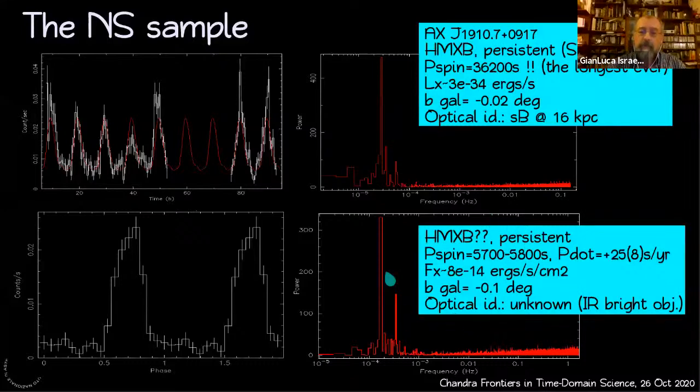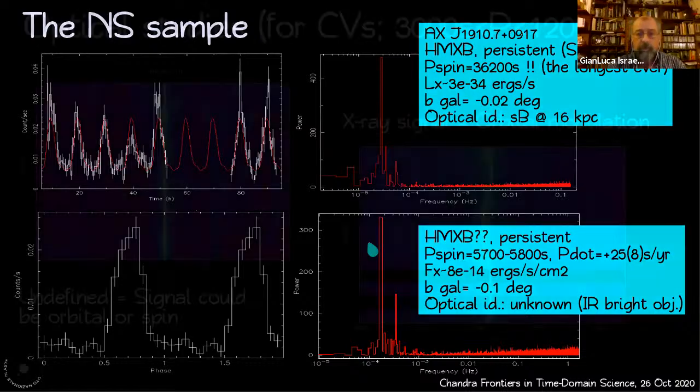The second one I'm showing just to give you an idea of the potential of this kind of study, because, for example, this is a very likely high mass X-ray binary. We detected, even though it's close to three sigma, a first period derivative, which suggests that the 5,700 to 5,800 second signal is likely due to the neutron star spin. Given the luminosity and the flux of this object, it is very likely an object similar to X Persei, which means a long period, low flux, and low luminosity.